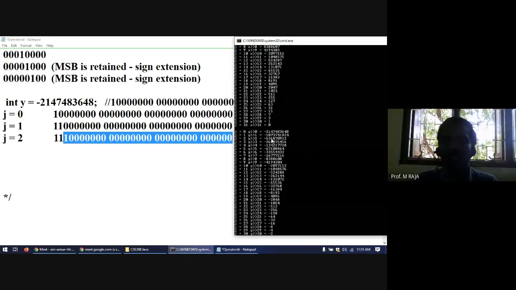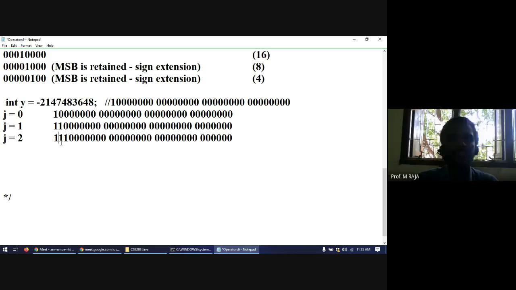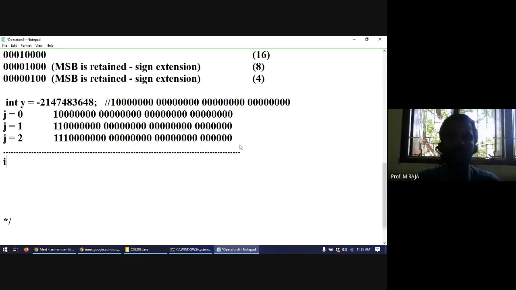The previous value is 1073741824. That divided by 2 is 536870912. This is the actual value. This is the case when j becomes 2. Let us generalize. Can you say what will be for j equal to 31? For j equal to 1, 2 ones are there. For j equal to 2, 3 ones are there.